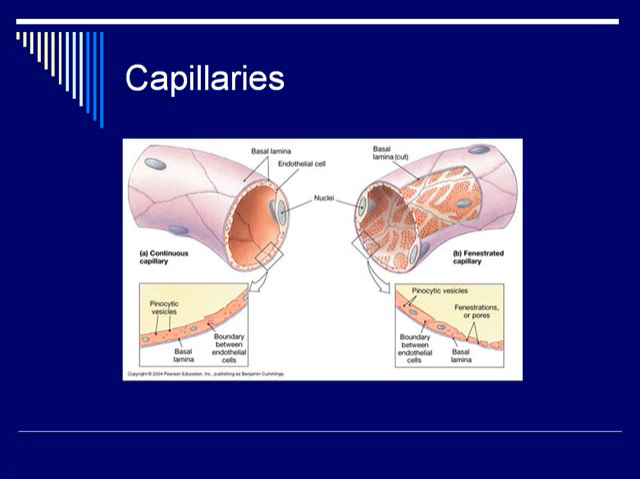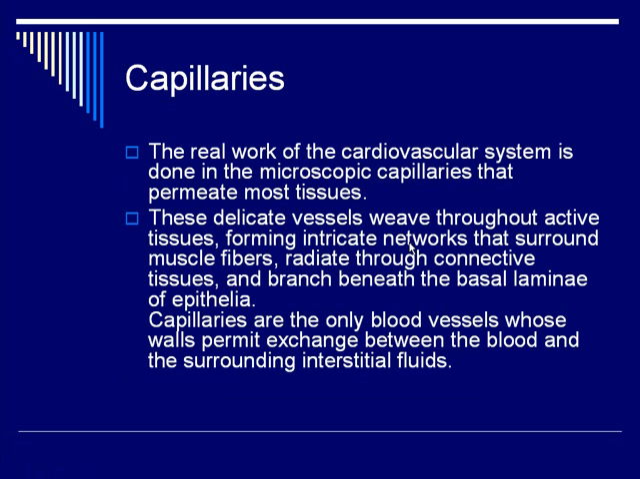Capillaries are an important vessel because the endothelial lining is very thin. Typically, there's only one layer of cells. There are also small pores in the capillaries, which act as windows. They're fenestrated, or they have little tiny windows that allow diffusion to take place in the system. The capillaries do the real work of the cardiovascular system. It's done in microscopic capillaries that permeate most tissue.